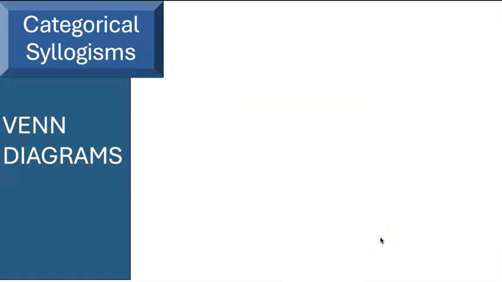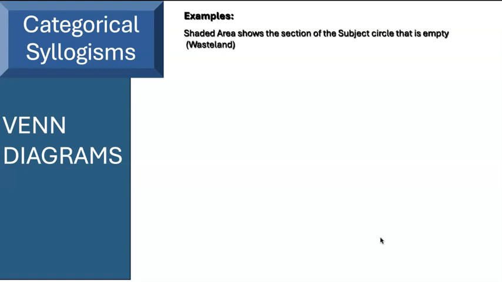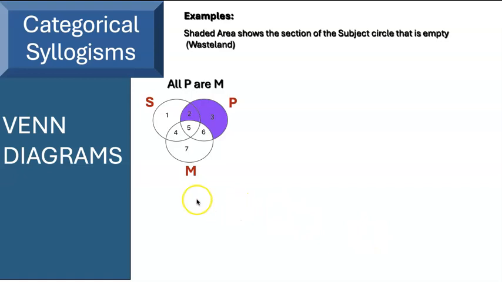Right, so these are some examples. Let's look at some more. All P are M. So these are the P circle and the M circle. All members of the P circle are in the section where it overlaps with M. That means the rest of the P circle is empty.